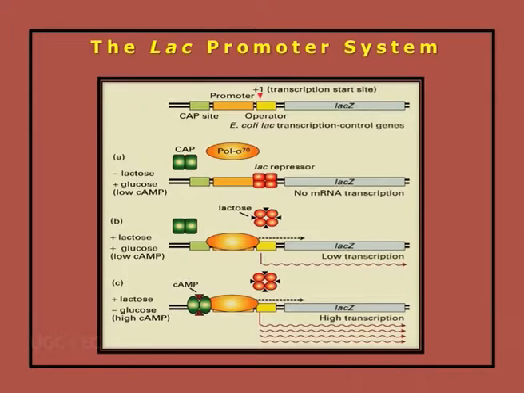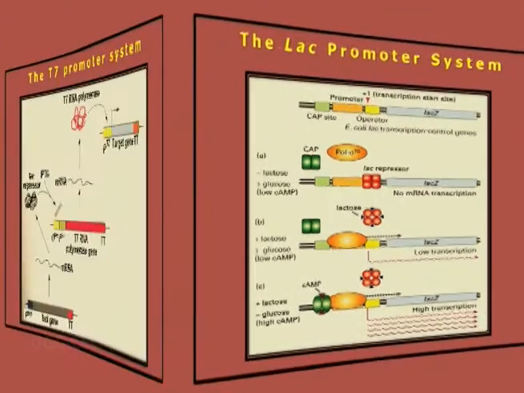And the third condition is wherein lactose is present and glucose is absent. It means the cyclic AMP level is high. Herein there is maximum expression, meaning the highest transcription rate occurs because of induction by lactose as well as positive regulation by the cyclic AMP CRP complex.